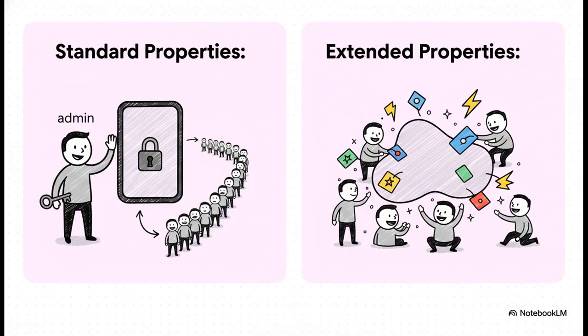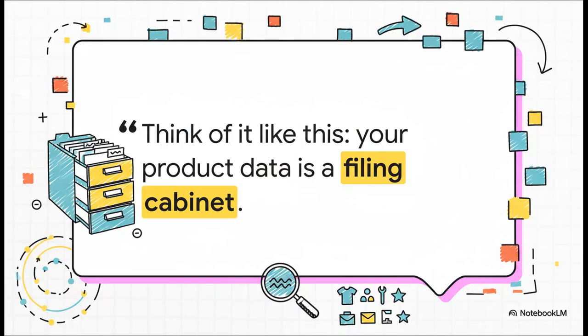This really shows the fundamental shift perfectly. On the one hand, you've got the old model, where admins control everything, and any change is painfully slow. And on the other, you have this new model, where you, the user, can manage dynamic properties that become available instantly. To really wrap your head around how this works, let's use a simple analogy.